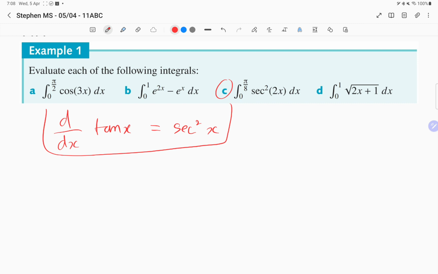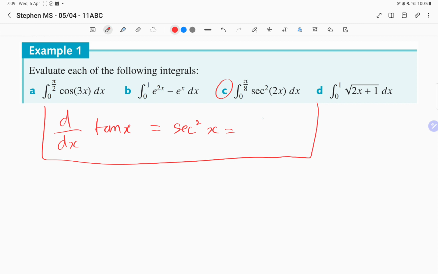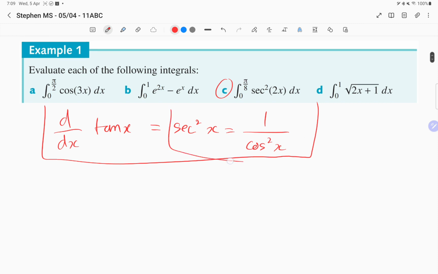And what's sec x? What is sec in terms of sine and cos? It's not sine over cos, it's 1 over cos. Sec is 1 over cos, so sec squared is 1 over cos squared x. Just remember, sec is 1 over cos. It's just a quick note. Cosec is 1 over sine.